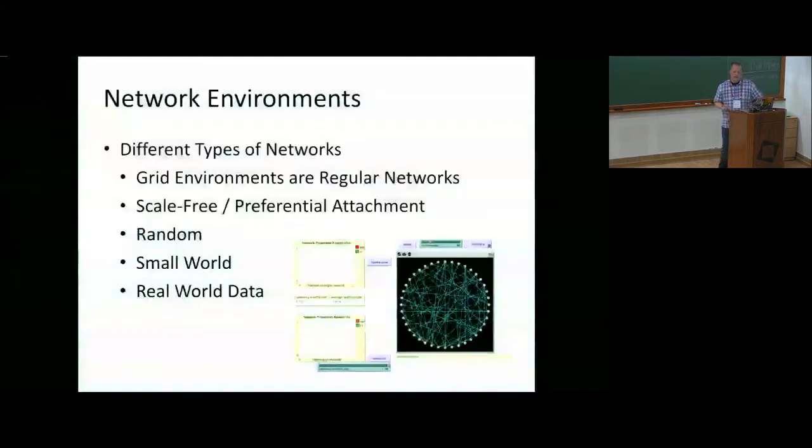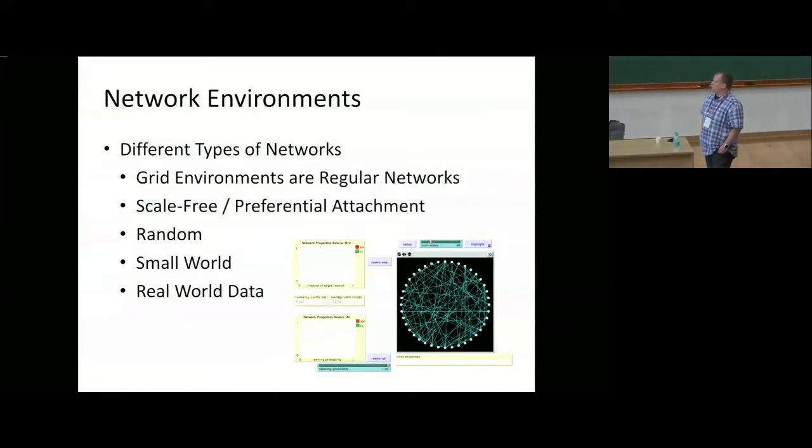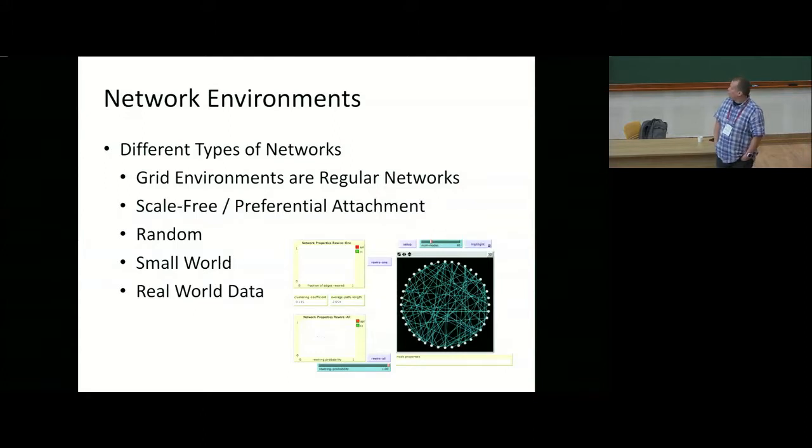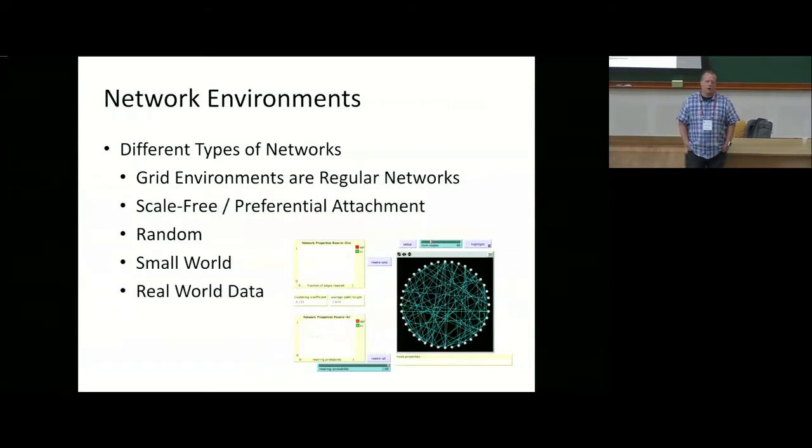Okay. So network environments we've talked a lot about in this class already, right? So I'm not going to spend much time here. But I just want to mention that you can draw any kind of network you want in NetLogo, basically, right? Because we have the ability to draw the links any way we want. You can do what's called a scale-free or preferential attachment model. You can do a random network. You can do a small world network.